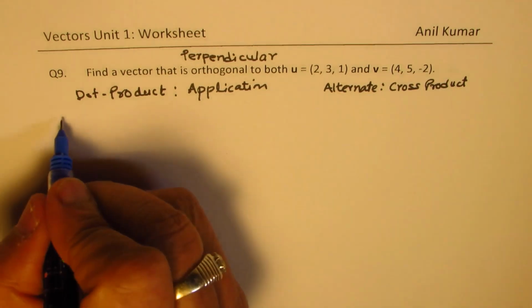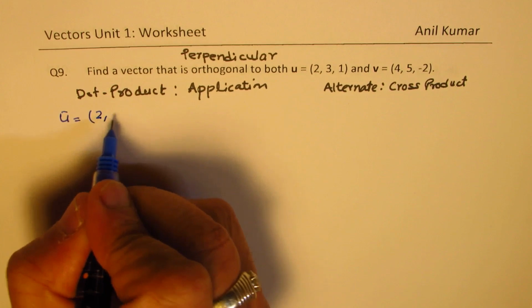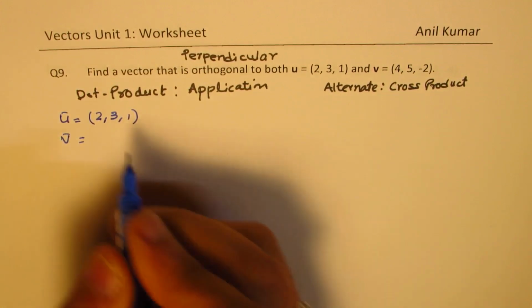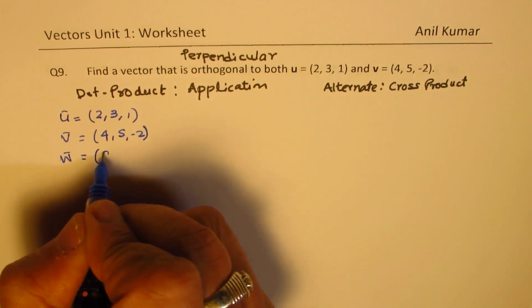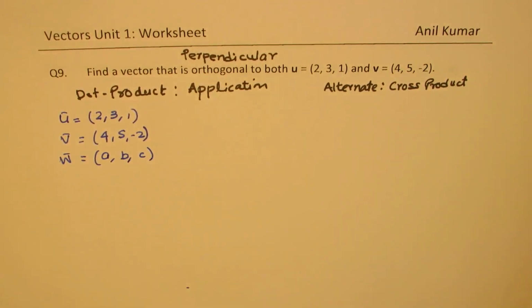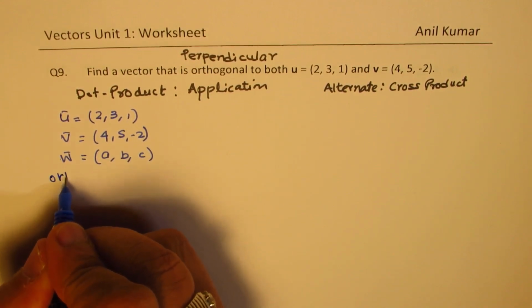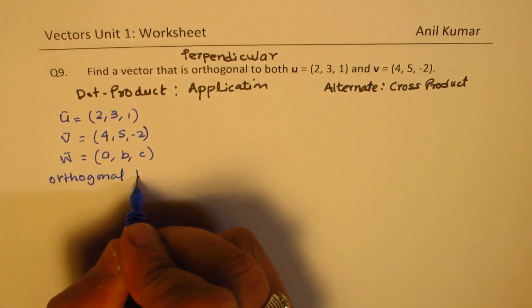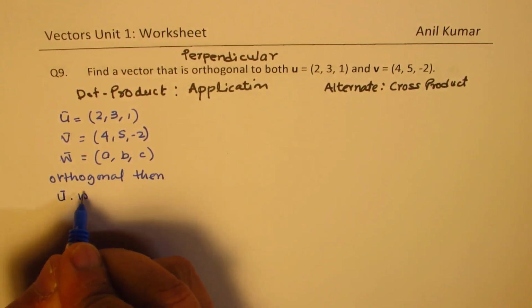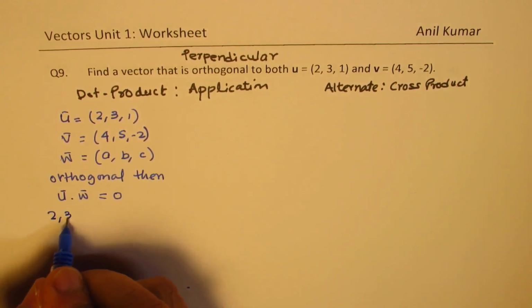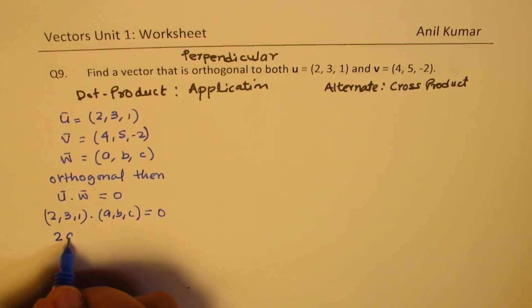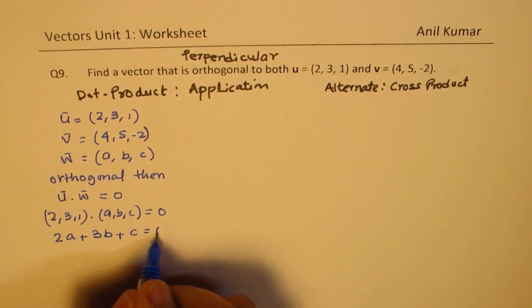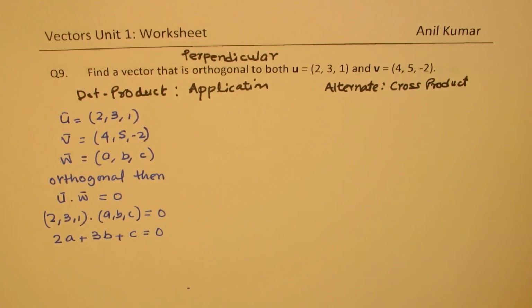So we are given two vectors. One of them is u, which is 2, 3, 1. The other one is v, which is 4, 5, minus 2. Let us say w is orthogonal to both, and let's say we call it ABC. Now, if w is orthogonal, right, then we have vector u dot w should be equal to 0. So that means 2, 3, 1 dot ABC should be 0, and that gives you 2a plus 3b plus c equals to 0. So we get one equation. So let's call this our equation number 1.